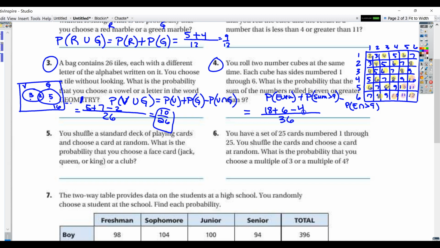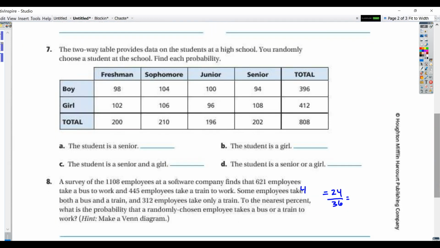Because this should have been 4. Yes, and that's, oh yeah, it is 20 over 36. Sorry, somebody said 24 and I just wrote it. Okay, alrighty. So that's going to simplify down to what? 5 over 9? Okay, good. So do number 7.